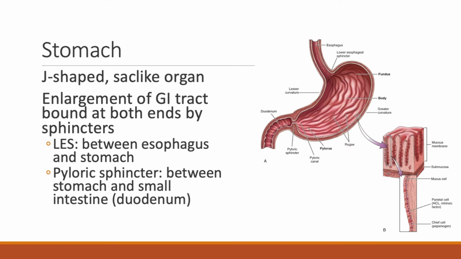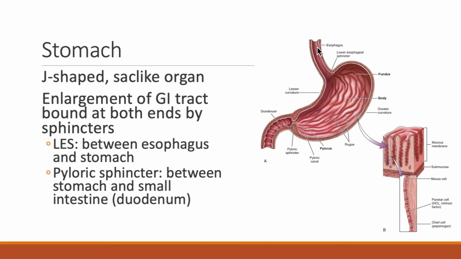So here we have the stomach. It's J-shaped, looks like a sac. The enlargement of the GI tract is bound at both ends by sphincters. The LES sphincter between esophagus and stomach, and then the pyloric sphincter. Hopefully you recognize that med term, pyloric sphincter, between the stomach and the small intestine, or the duodenum.